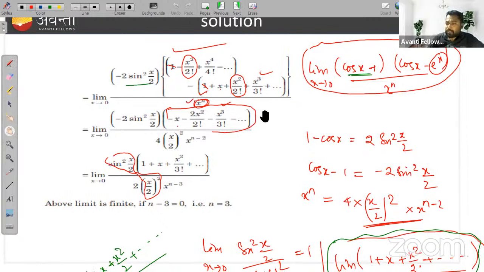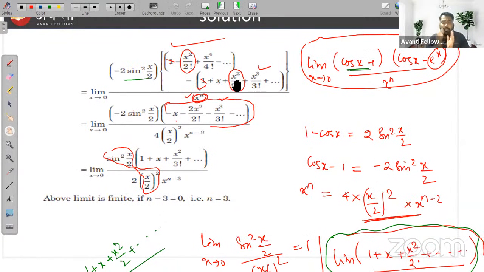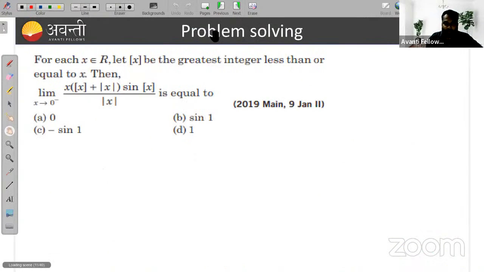What we did in this question is just use the series expansion of cos x and e raised to x. Then after that we can simplify it and easily evaluate the limit, right? Okay, so let's discuss the next question.